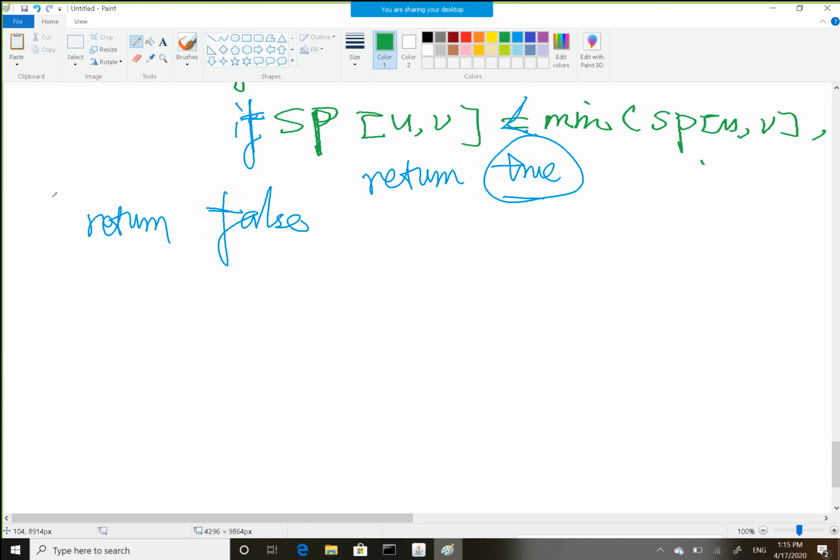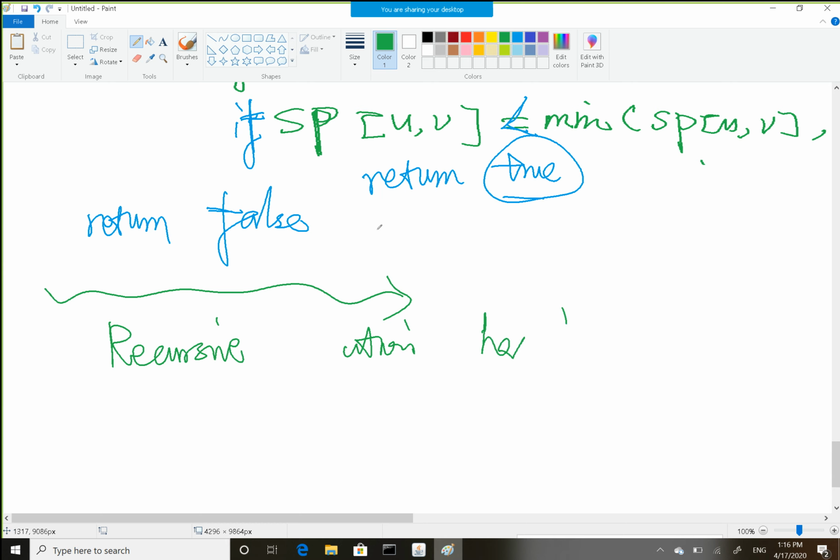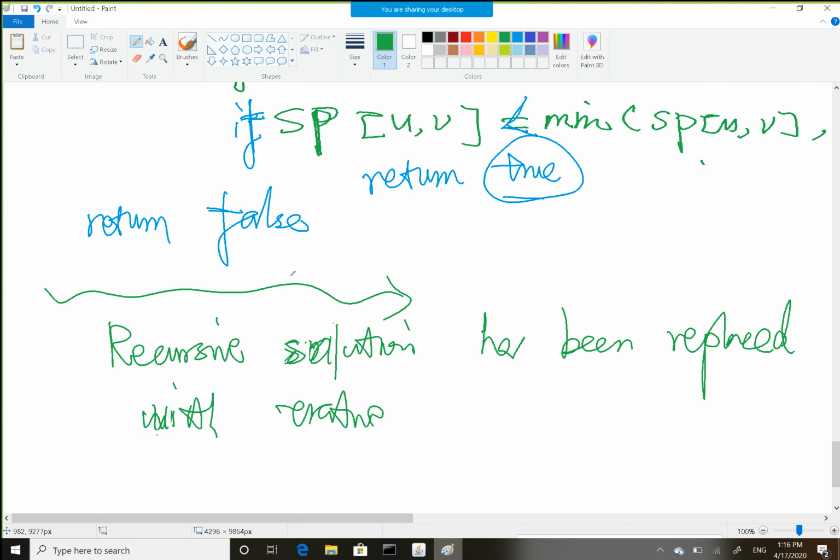So here, take a look, right? We see the recursive solution has been replaced with an iterative solution. And so that is PageRank.